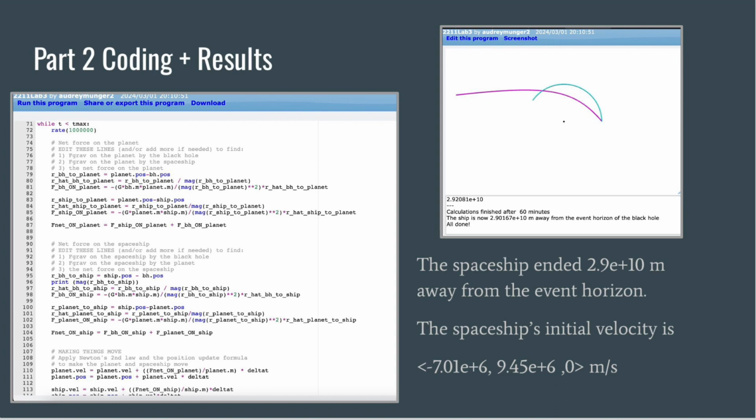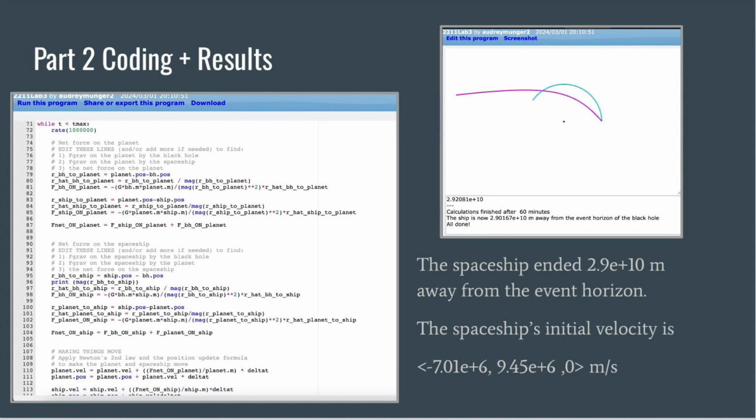We use the code to solve for the net force on the spaceship by adding the force from the planet and the force from the black hole. The velocity update and position update formulas at the bottom are used to calculate the final velocity and final position. Then, using a while loop, we can find the spaceship's initial velocity.